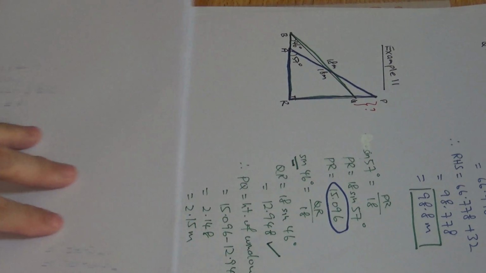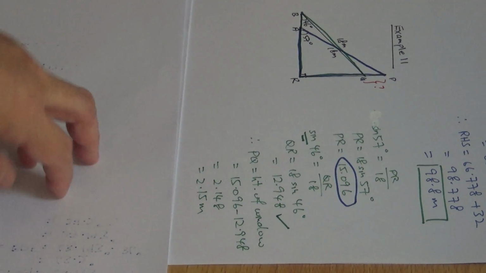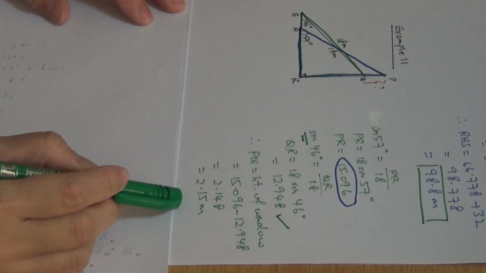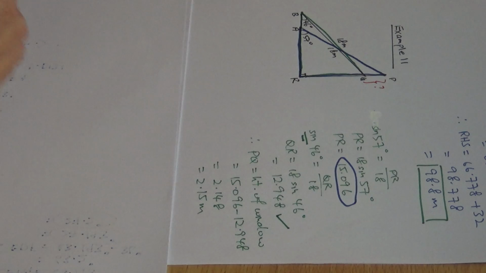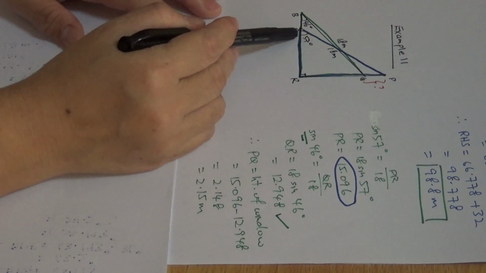Now, how do I find the height of the window, which is represented by PQ? I will take the first answer minus the second answer. I'll get 2.15 meters. Now, some people will be wondering, why is this 18 and 18?